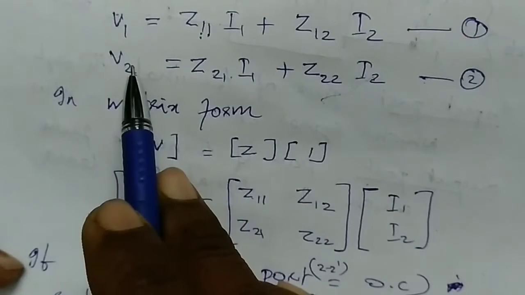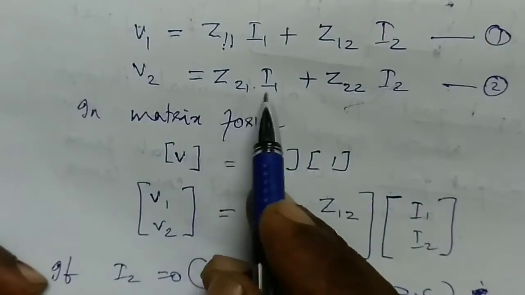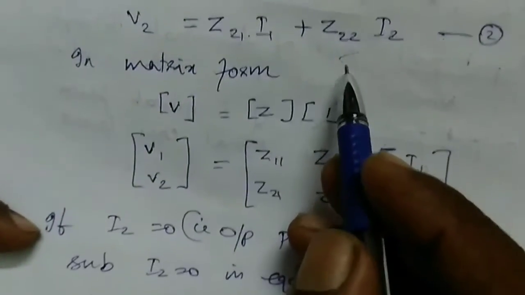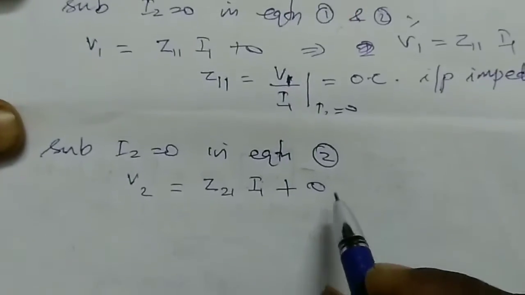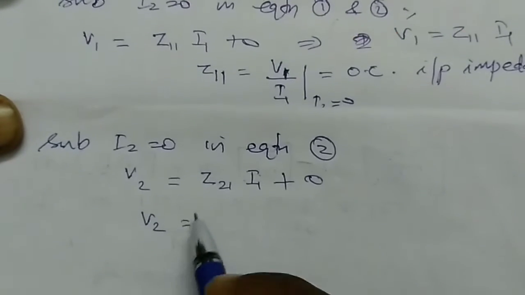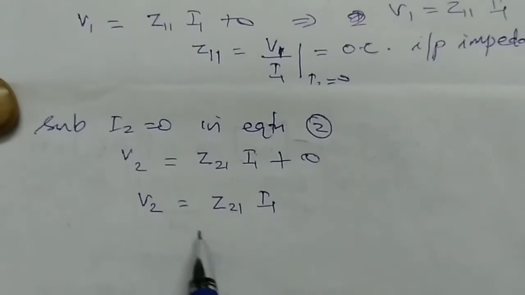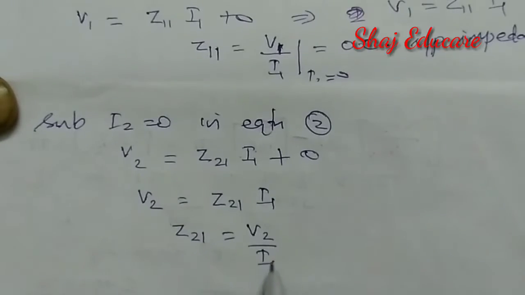So the terms remaining will be V2 equal to Z21 I1. Then plus, what about the second term of the second equation? Z22 into I2. I2 is equal to 0 here, so this one will be 0. Now what we obtained is V2 is equal to Z21 I1. From this, we can find the expression for Z21, that is equal to V2 by I1.